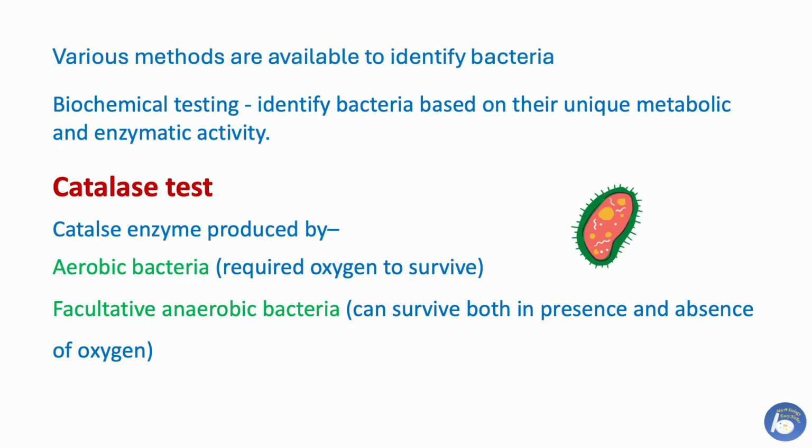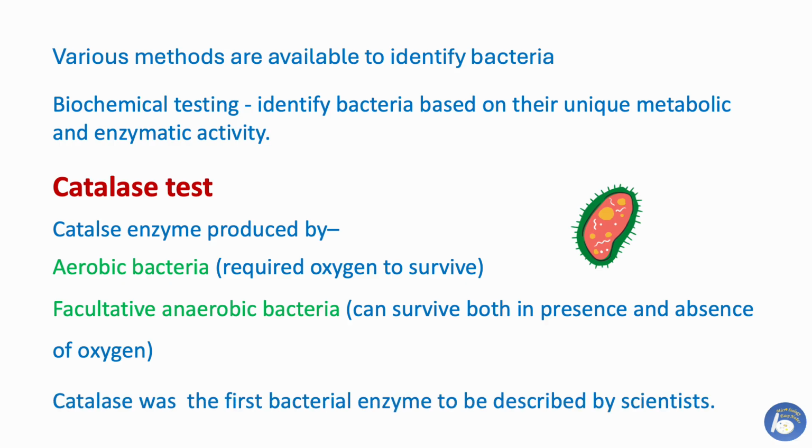Catalase is an enzyme produced by many aerobic and facultative anaerobic bacteria. Aerobic bacteria always need oxygen to survive, while facultative anaerobic bacteria can survive both in presence and absence of oxygen. Catalase was the first bacterial enzyme to be described by scientists.